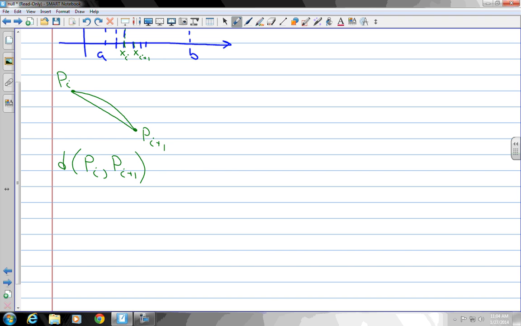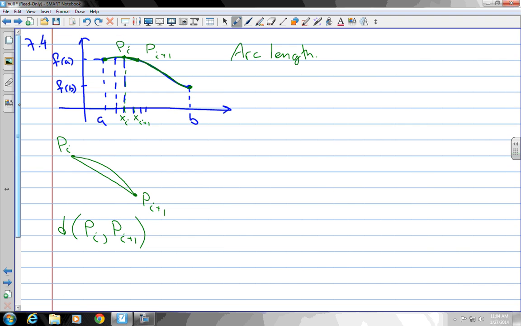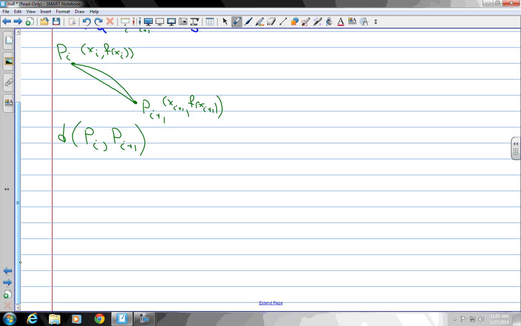All right, so I have 2 points. I have coordinates of those 2 points, right? They have the coordinates x sub i, f of x sub i, and x sub i plus 1, f of x sub i plus 1. So I have 2 points in the plane. I want to figure out the distance, so I'm going to use the distance formula. That gives me the square root of change in x squared, x sub i plus 1 minus x sub i, squared, plus change in y squared.